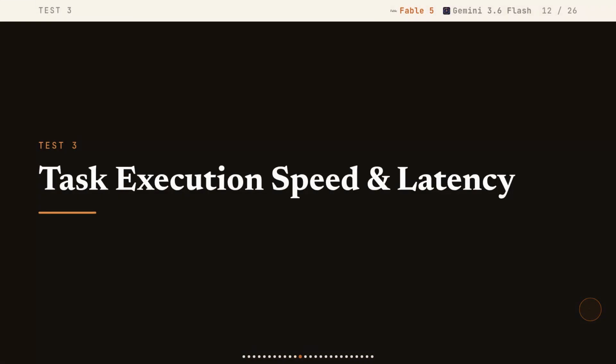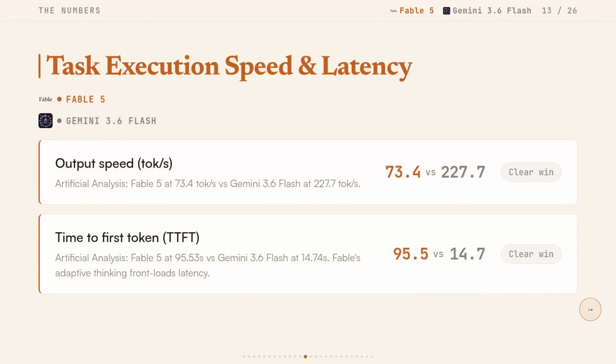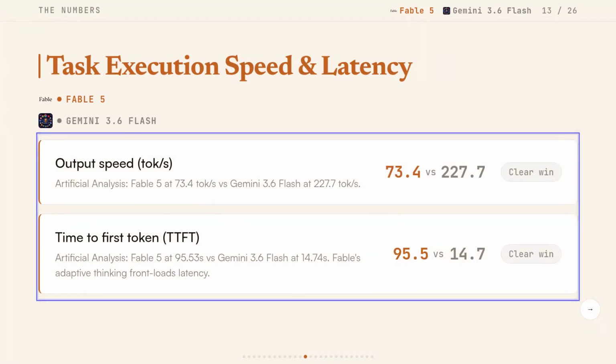Test 3, task execution speed and latency. 95 seconds to first token. That's Fable 5's time to first token number, and if you're running a user-facing app where someone's waiting on a response, that 95-second wait will kill your retention before the answer even shows up. I pulled Artificial Analysis data, and the numbers were pretty striking.